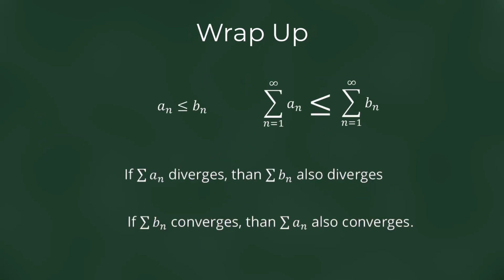All right, a final summary of what we know. If we have two series and the terms of one of those series are less than or equal to the corresponding terms in the other series, then that means the series itself must be smaller, so that if the smaller series diverges, the larger one must also diverge. If the larger series converges, then the smaller series must converge as well.